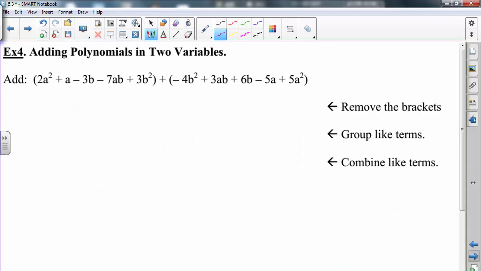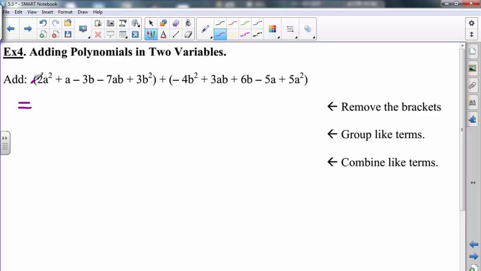So let's look at example 4, adding polynomials in 2 variables. If I have 2 variables, how can I add them horizontally? But if you want to use the vertical method, that's your choice. If you want to add them up horizontally, the first step is we need to remove the brackets.